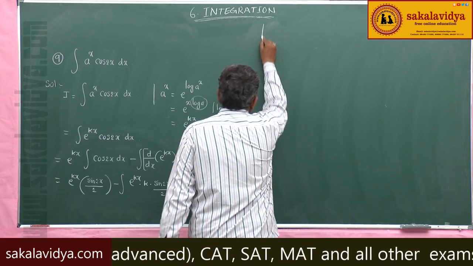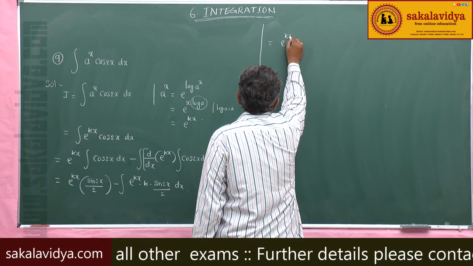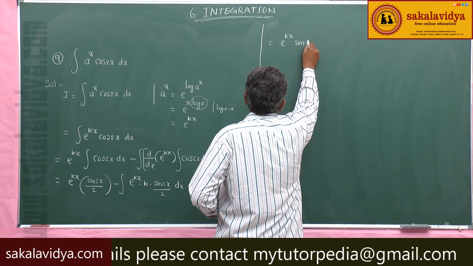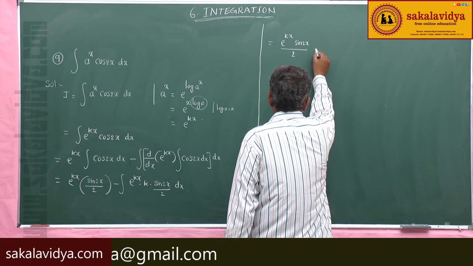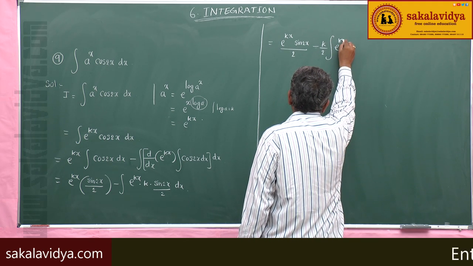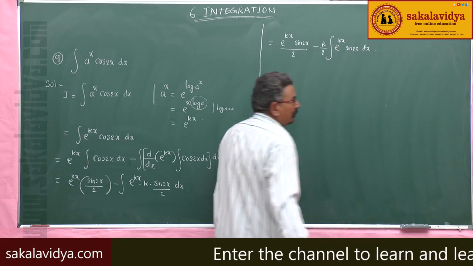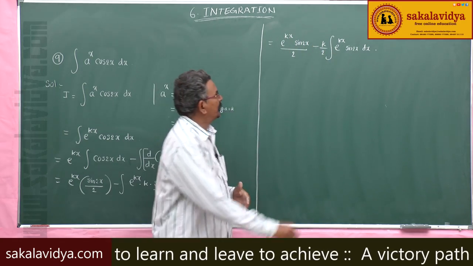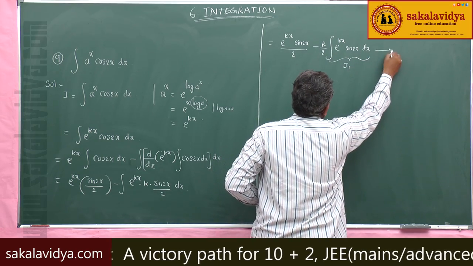Now, this can be written as e power kx sin 2x by 2, now minus k by 2 is common, integral e power kx sin 2x dx. Now, again one more integral reappears here. So, that means it has to be evaluated. Better say this is I1. Say equation 1.